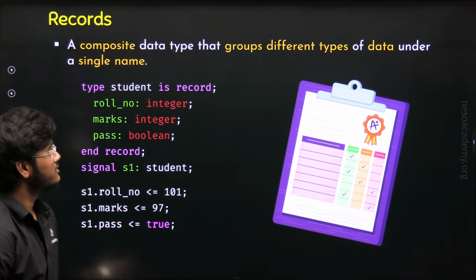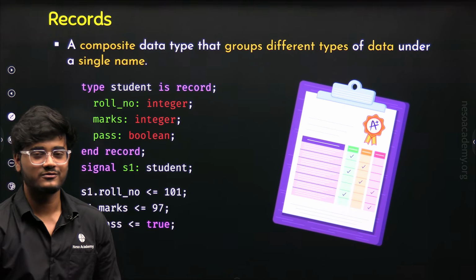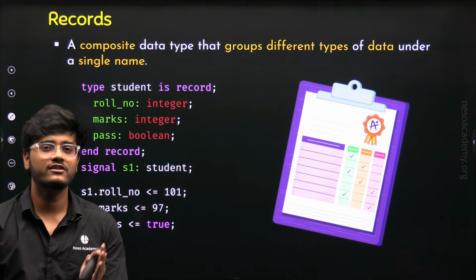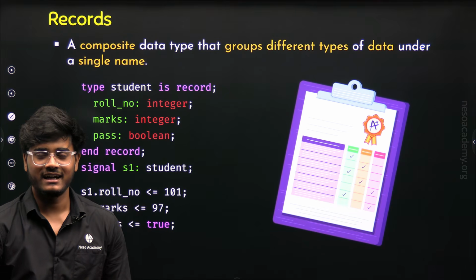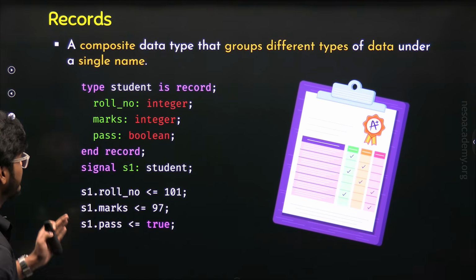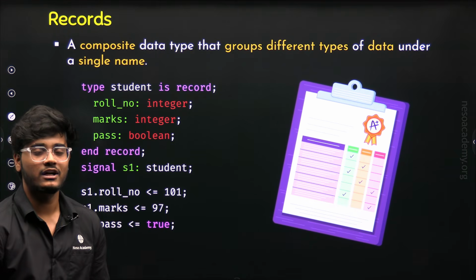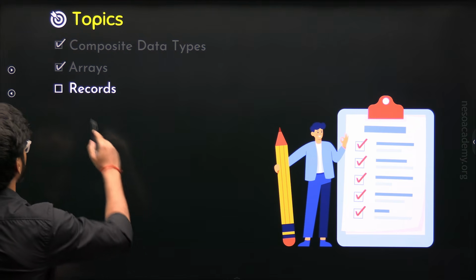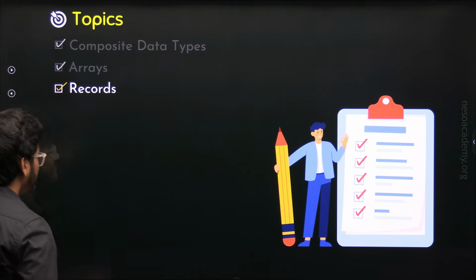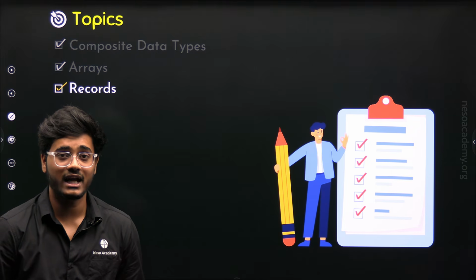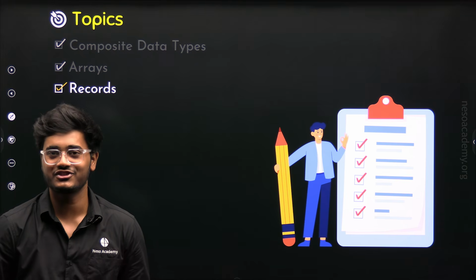So I hope record is clear to you. So a record is like a student report card which contains different data types. And I hope how to assign different fields from the record is clear, which means we are done with this topic of records. So, in this lecture, we understood that composite data types are used to optimize and manage multiple values in VHDL design.